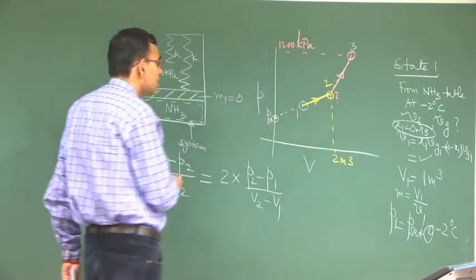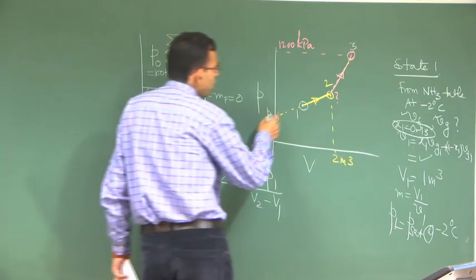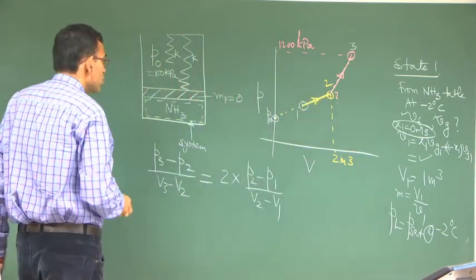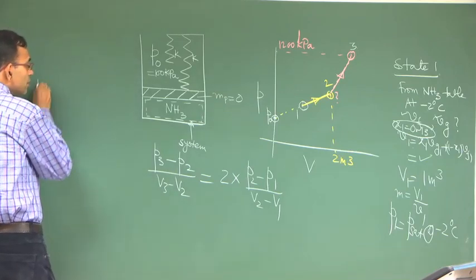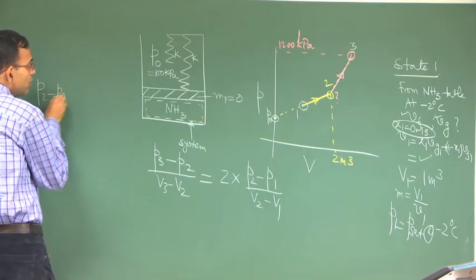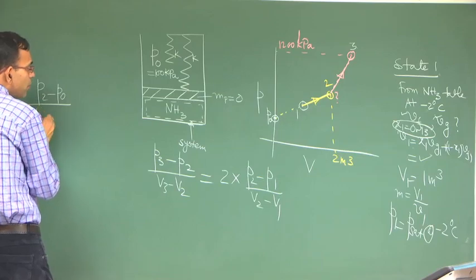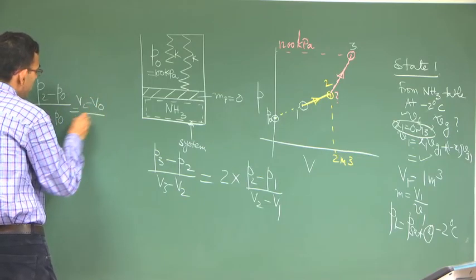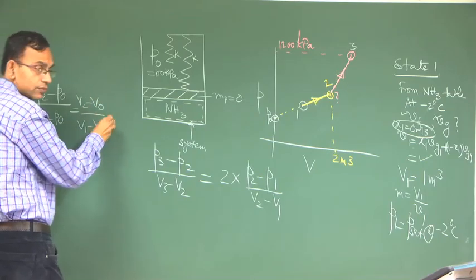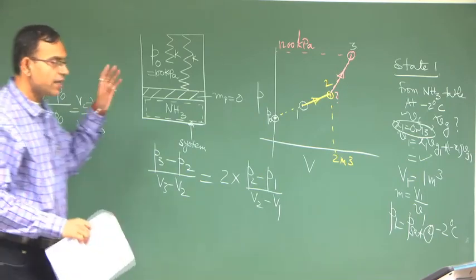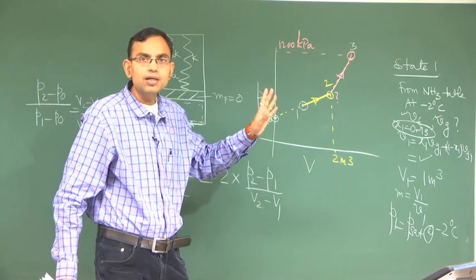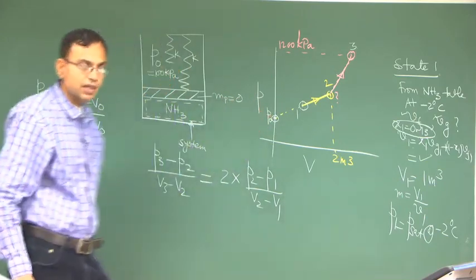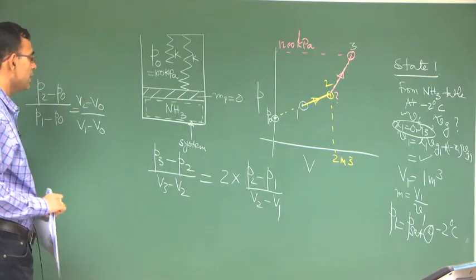How can you calculate this? The points 0, 1, 2 are parts of the same straight line. So, (P2 minus P0) by (P1 minus P0) is equal to (V2 minus V0) by (V1 minus V0). Just like (y minus y1) by (y2 minus y1) is equal to (x minus x1) by (x2 minus x1), the equation of a straight line. That is what we are doing here.